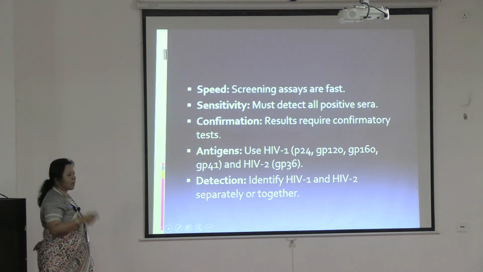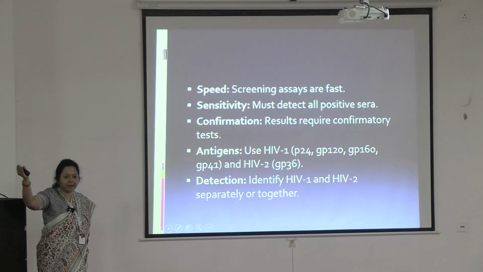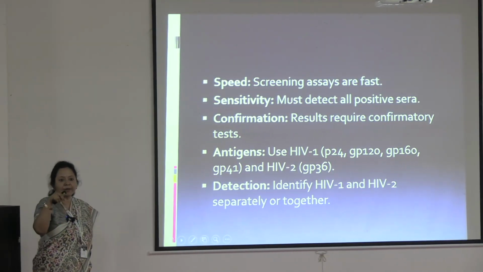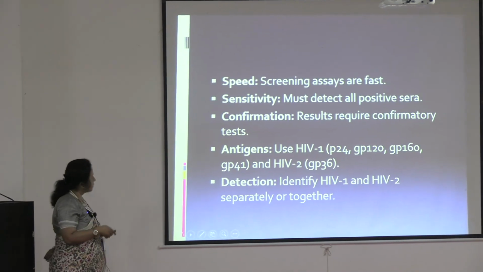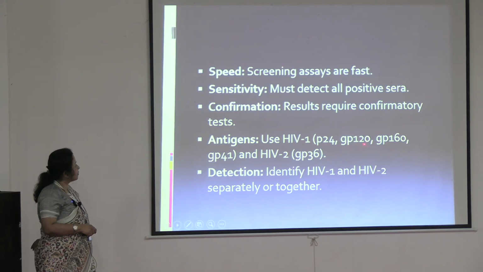Those cards have got the antigens impregnated in them by the company. So we are looking for the antibodies in the patient serum, right? If the antibody is present, then it will show an indication, either a dot, if it is dot immunoassay, or it will show a band, right? So that is the way it is done. We have got antigens for HIV-1 and HIV-2. These are P24, GP120, GP160, GP41 for HIV-1. For HIV-2 it is GP36.